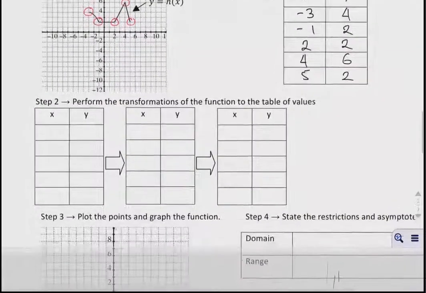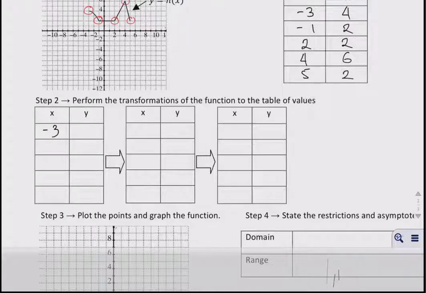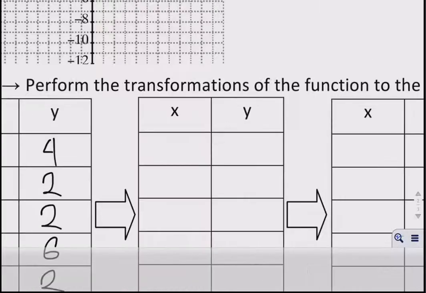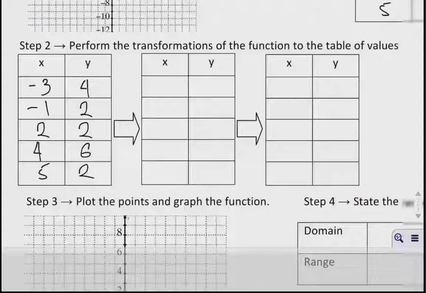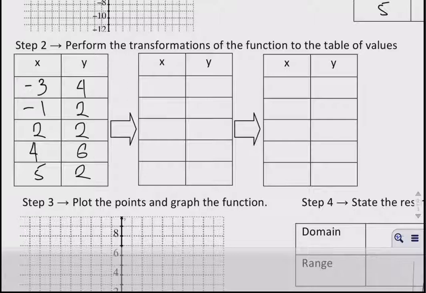I'm just going to take those values and copy them down here. -3, -1, 2, 4, 5, 4, 2, 2, 6, and 2. Let's begin with the transformations that we are going to apply. So the first one I see is for the x value, we are multiplying it by the reciprocal of 1/2, which in this case is going to be times 2. The y values will be multiplied by -1.